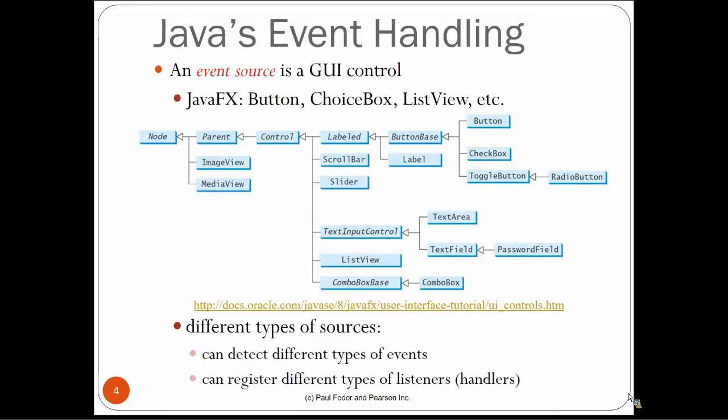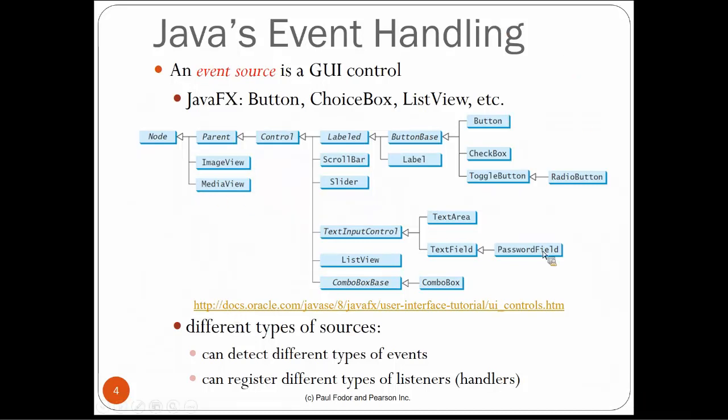Depending on the type of the control, we have different event handlers. The event source in a graphical user interface can be anything in the JavaFX framework. It could be a button, a choice box, a list view, and so on. And this is everything that we have as event handler sources.